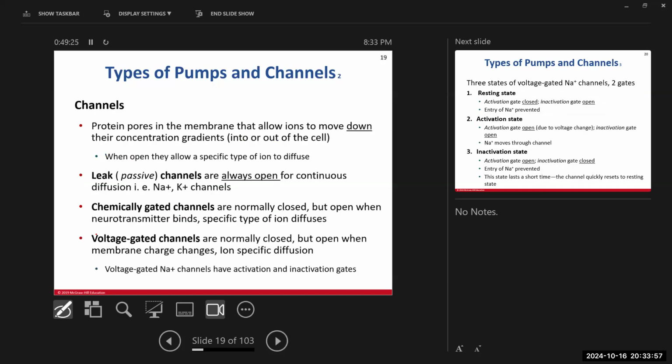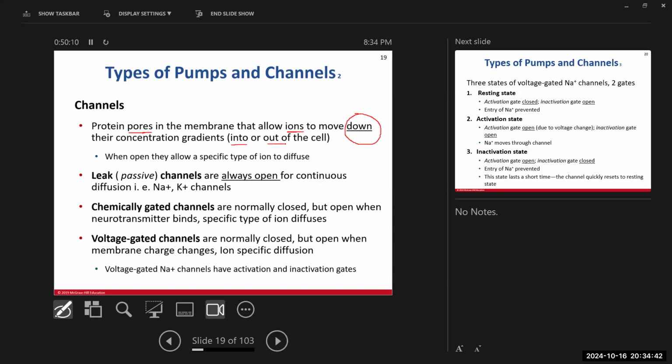So the other type of transport protein that we'll be talking about are the channels. I want you to think of channels as holes or pores in the plasma membrane that are going to allow ions. What's an ion? Charged molecule, right? It's either positively charged or negatively charged, like calcium, sodium, potassium, chloride. All of those are ions. So these special transport proteins are going to allow these ions to move down their concentration gradient, which means they can either go into the cell or out of the cell.